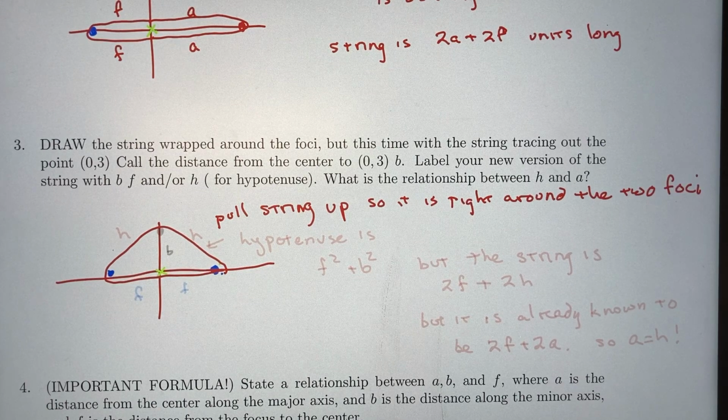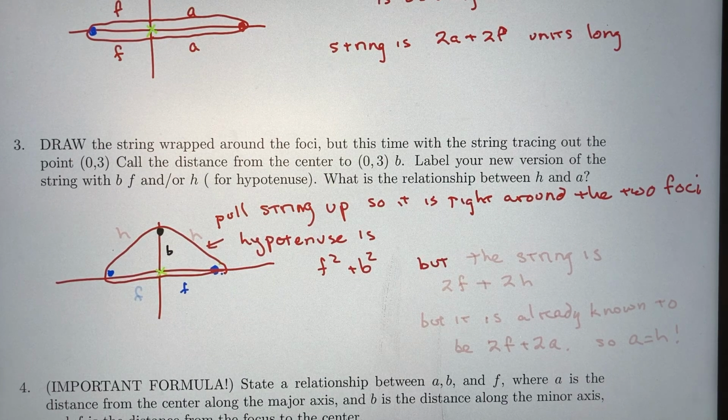Don't ask me why foci is the plural of focus. It's not my fault. B is the co-vertex distance. So if we look at this, we have F and B, and this hypotenuse is f squared plus b squared.